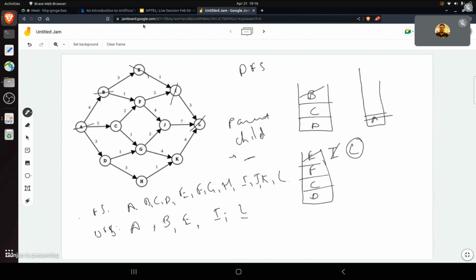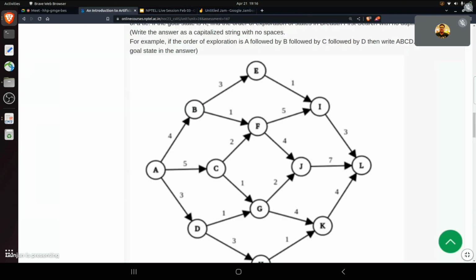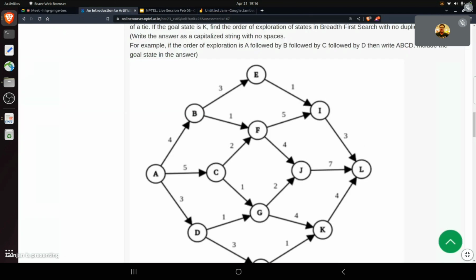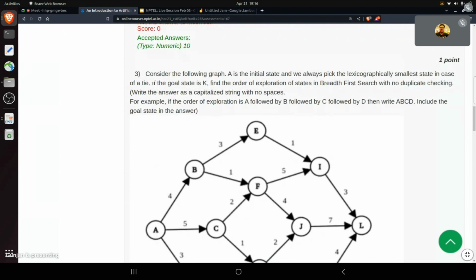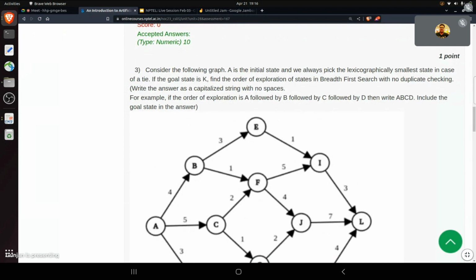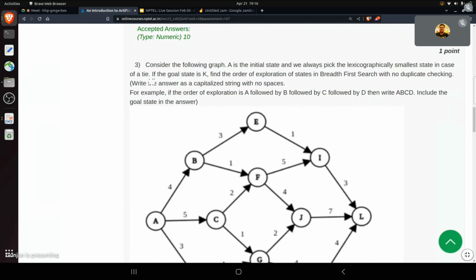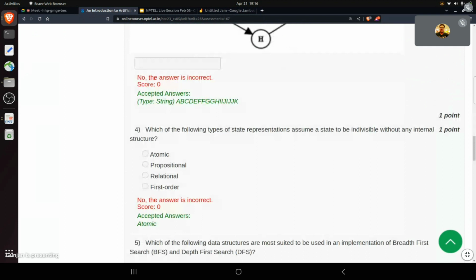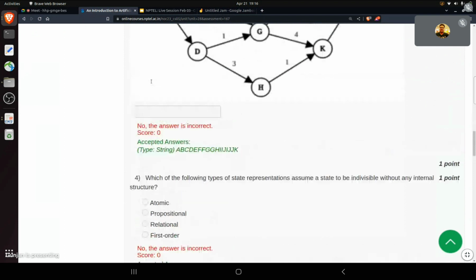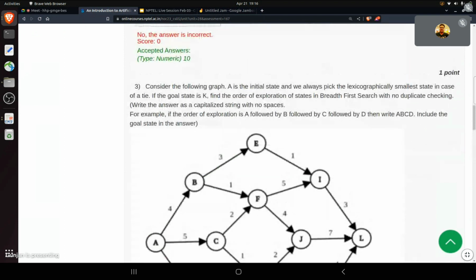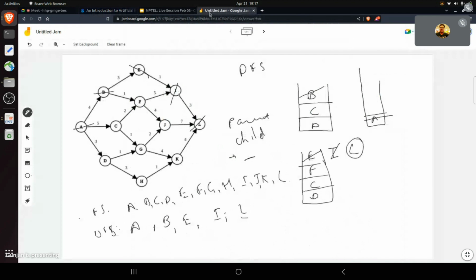That is the order of traversal. But what I have written here is the order of exploration. It is not the order of traversal. I just want to point out that clarification. Order of exploration means the order in which nodes are visited. That is the order of exploration.